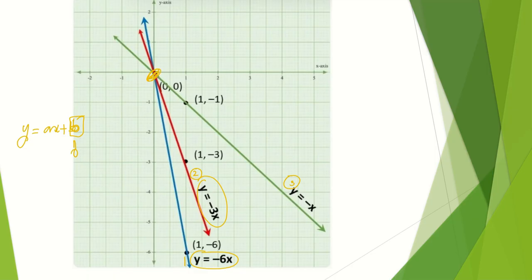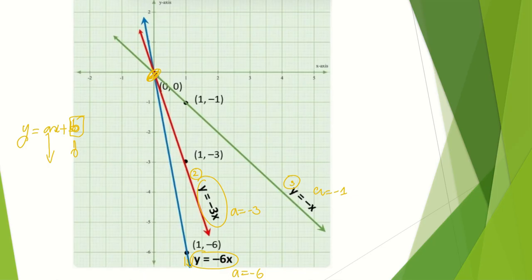See, all these graphs pass through the origin. Now, in the case of a, as the value of a increases, the steepness increases, right? So, like you see here, as the value is getting negative. Here, first of all, the a value was negative 6. Here, the a value was negative 3. Here, the a value was negative 1. So, as the value of a decreases, the steepness increases. You can see the blue color is steeper than the green color.